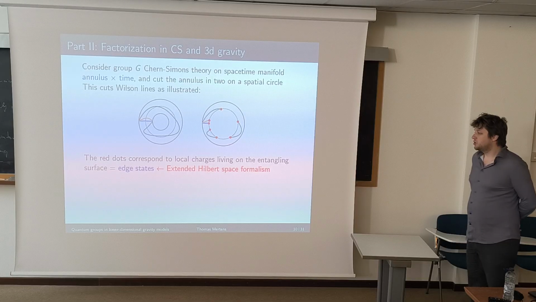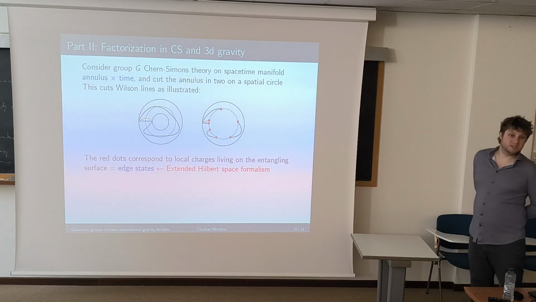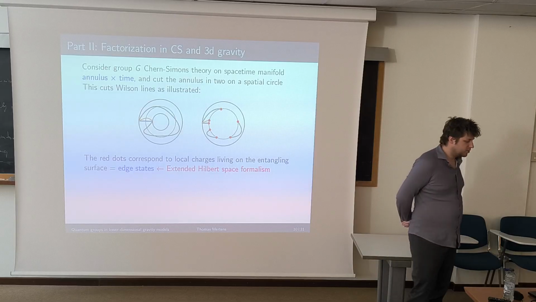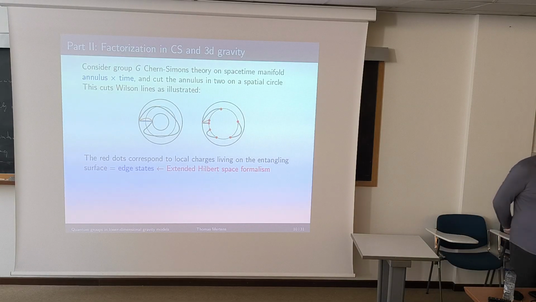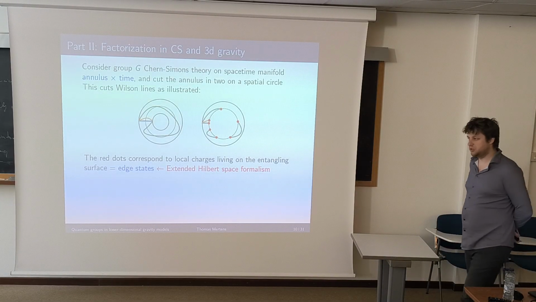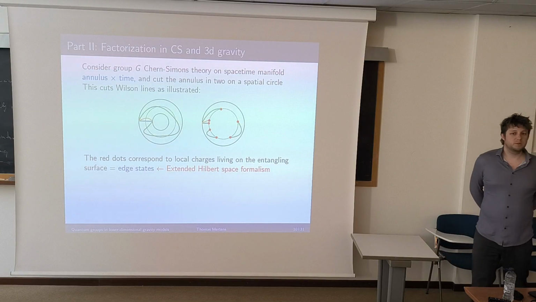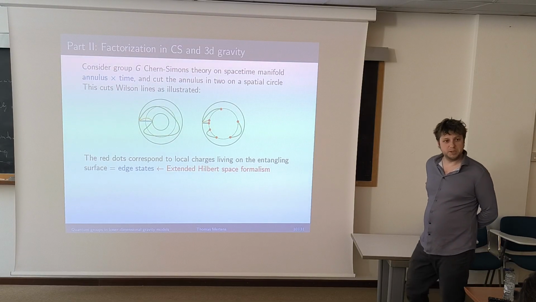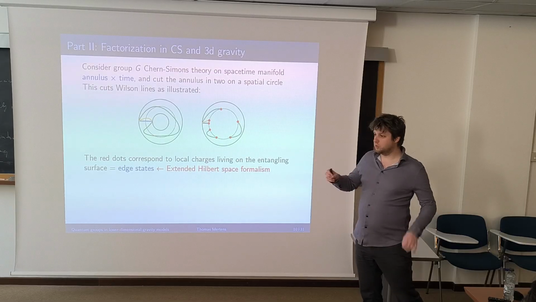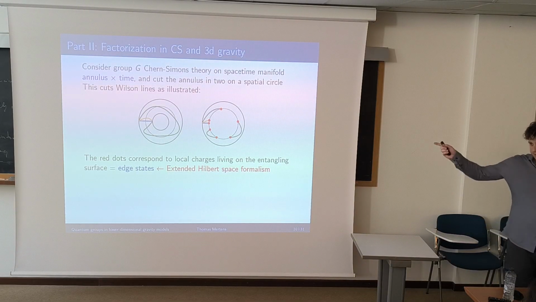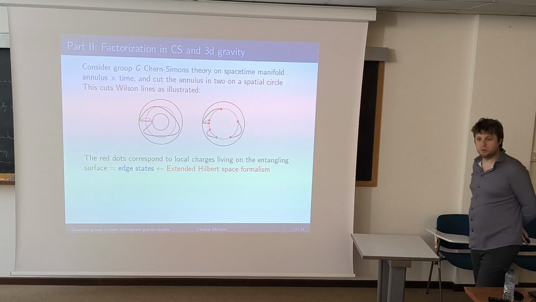And these red dots would correspond then to local charges, Wilson line endpoints, that live on the cutting surface or on the entangling surface. And these are usually called edge states. So this is in what is usually called the extended Hilbert space formalism. You need to extend your Hilbert space of gauge theory if you want to cut it in pieces to allow local charges at the cutting surface or at the entangling surface. In this language, to allow Wilson line endpoints to exist.